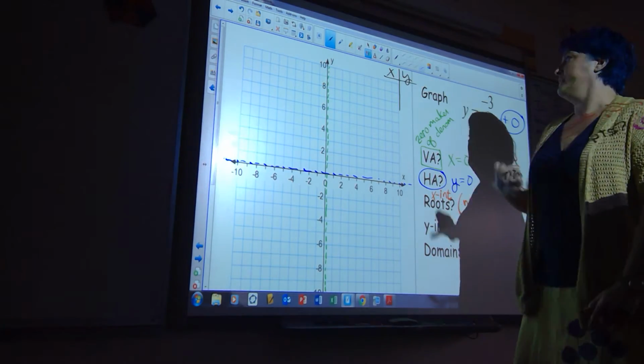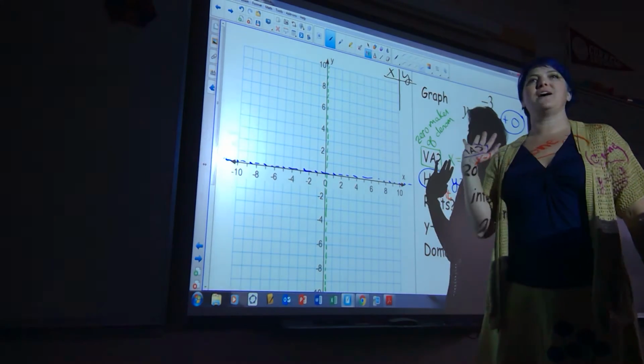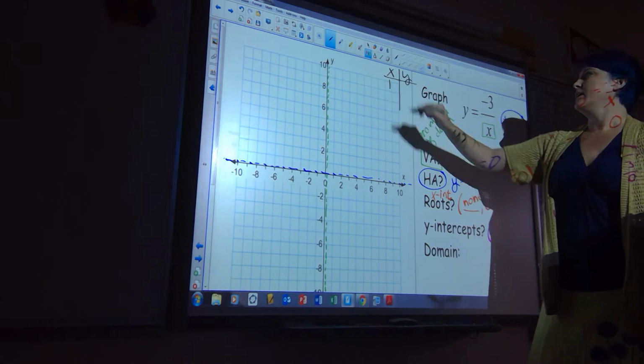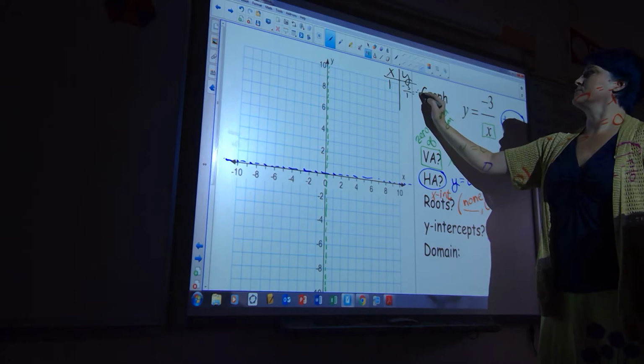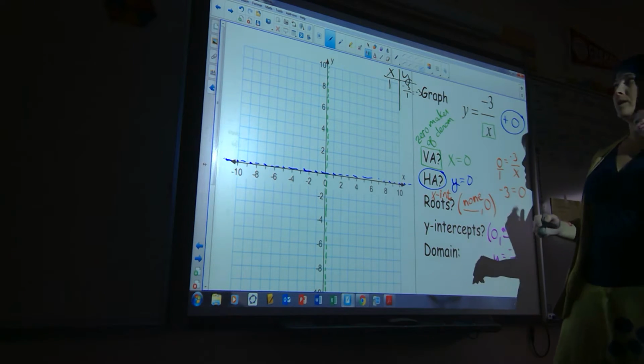So let's start off on the right side and just pick an x value somewhere on the right side. How about a 1? We're just going to plug it in, and we would get -3 over 1, which is -3. So I know for a fact this function goes through the point (1, -3).